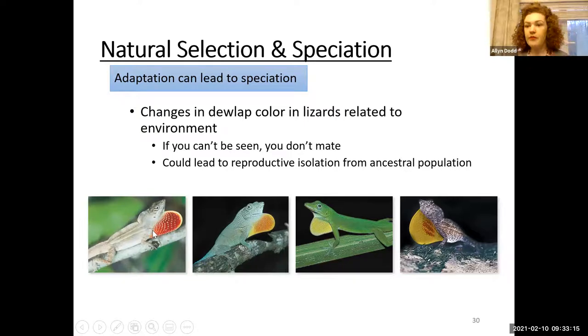It's because as these lizards, different lizards, moved into different habitats, their dewlap color had to adapt to essentially ways they could be seen, because this is instrumental in mating for them. If you can't be seen, you can't mate. Ain't that the truth? So you have different species because you had reproductive isolation arise from the fact that these organisms, who had moved into different habitats, adapted so that they could mate. And so this is an example of adaptation in the environment leading to speciation.